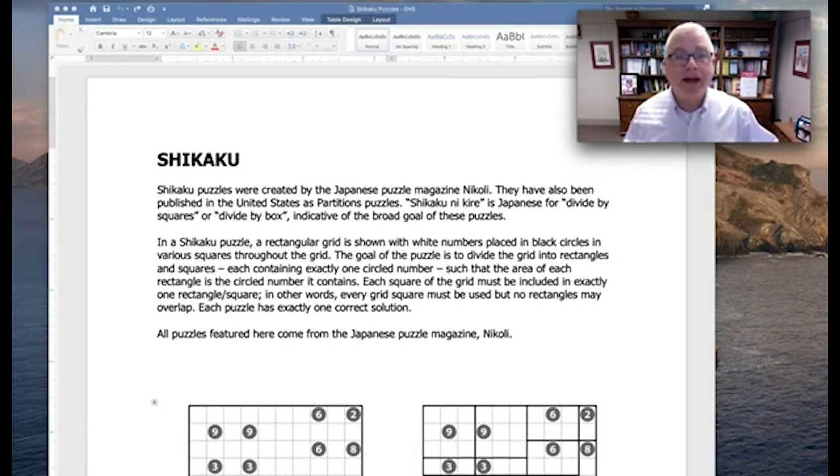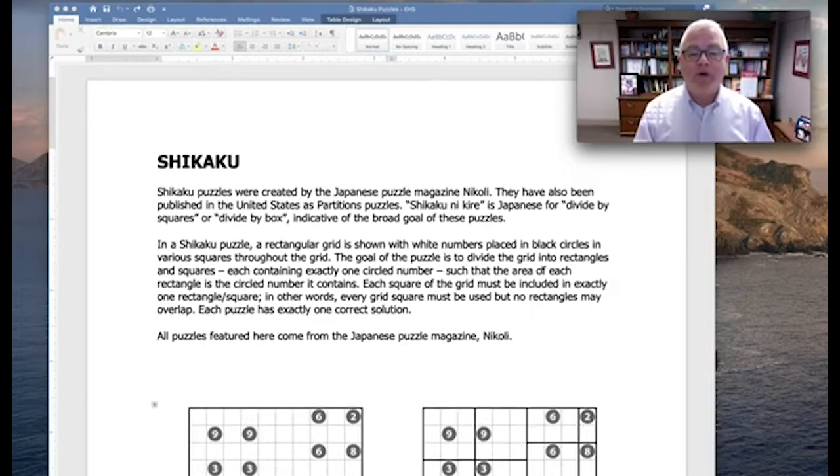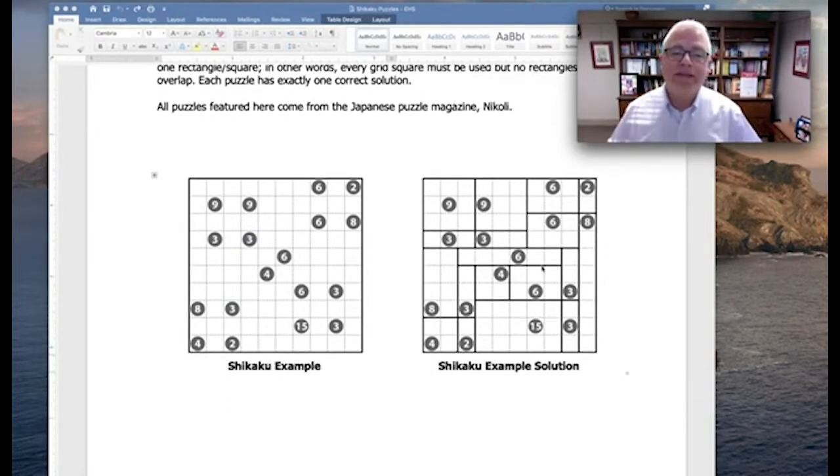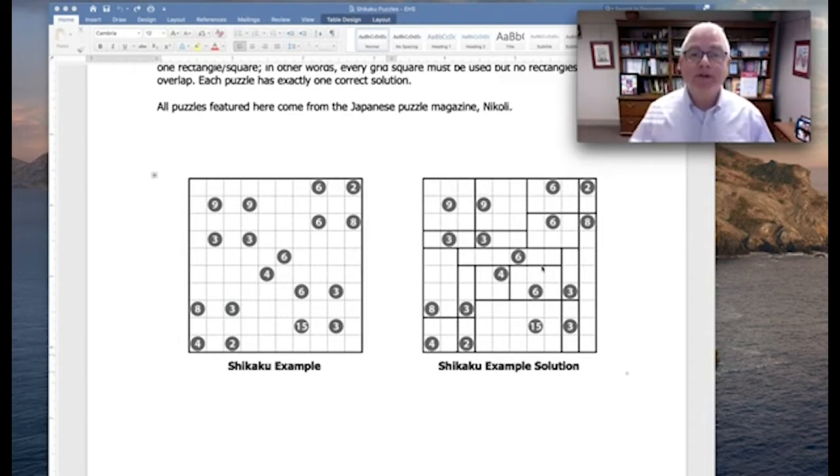You should have a handout that comes along with this presentation. In the handout, you'll see some information about Shikaku. It's a puzzle that was designed and invented by a puzzle magazine from Japan called Nikoli. The Japanese translation for Shikaku has to do with the idea about divide by box or divide by squares. As you'll see in the example puzzle in the packet, on the left-hand side is the original puzzle, and on the right-hand side, you'll see the unique solution for that puzzle.